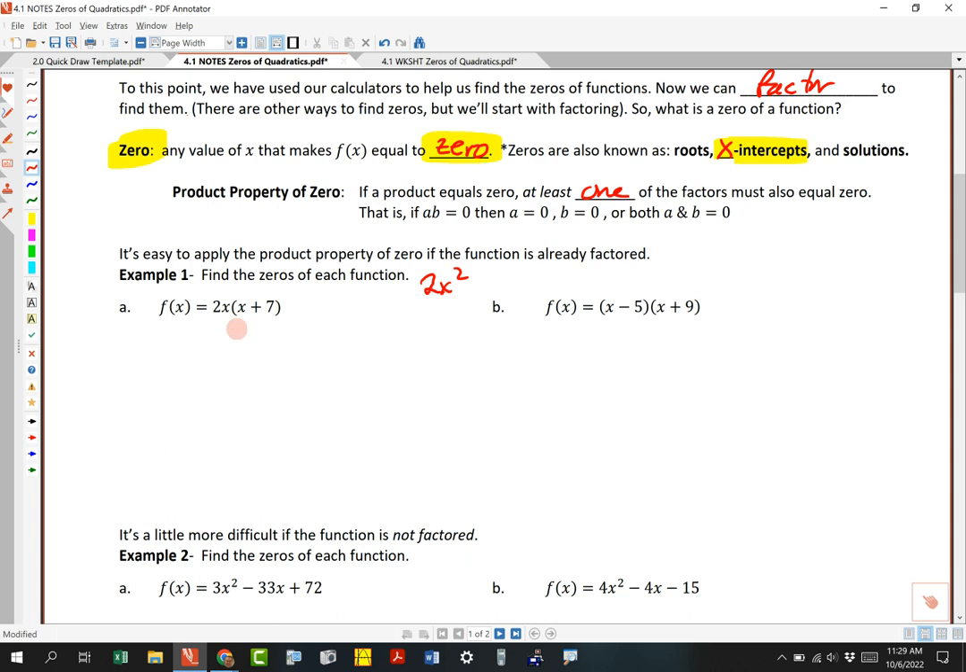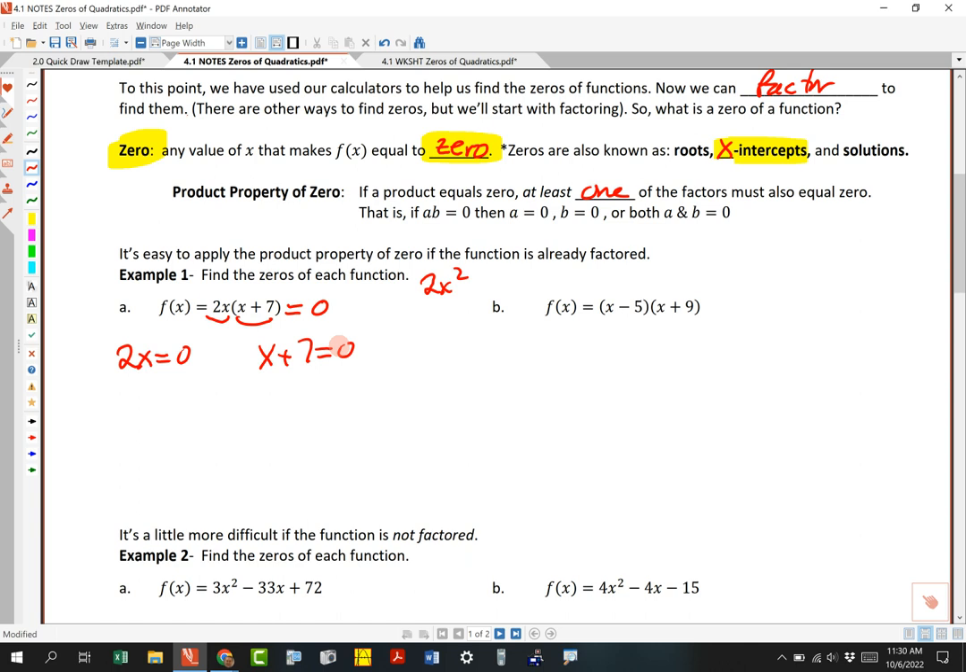So if we take a look at this right here, what we want to know is what are the zeros? In other words, when does this equal 0? So here's the deal. I've got a multiplication problem. Remember what factoring is? Factoring just says, hey, would you write this as a multiplication problem? Hey, they already did it for us. Huge advantage. So here's the deal. This times this equals 0. So using this idea up above, well, either 2x has to equal 0 or x plus 7 has to equal 0.